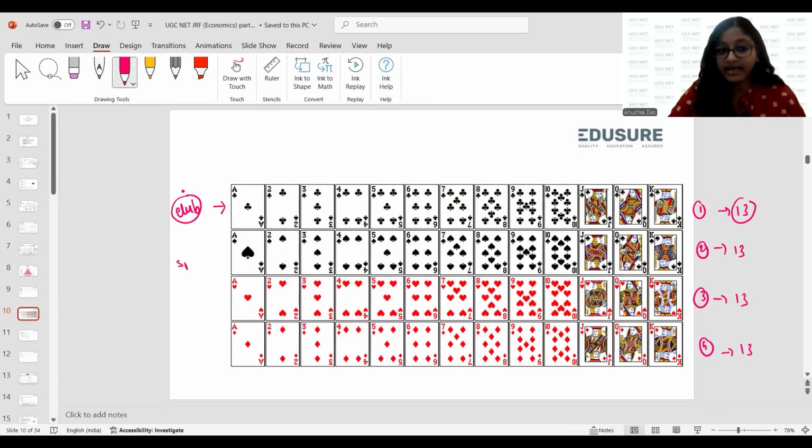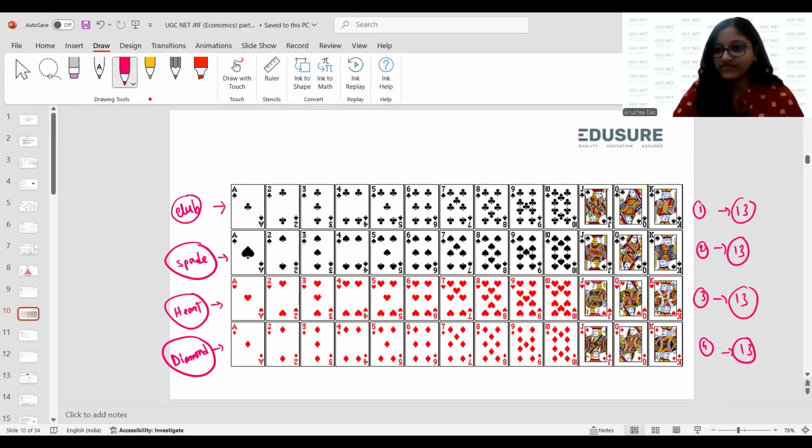The second suit is called the spade. In this suit, you have 13 cards again. Then the third, as you can see, this is the diamond. Sorry, this is the heart. Sorry for that. This is the heart and this is the diamond, right? So these are the 4 suits. In every suit, you have 13 cards each. So altogether, 4 into 13 is 52. Altogether, you have 52 playing cards.